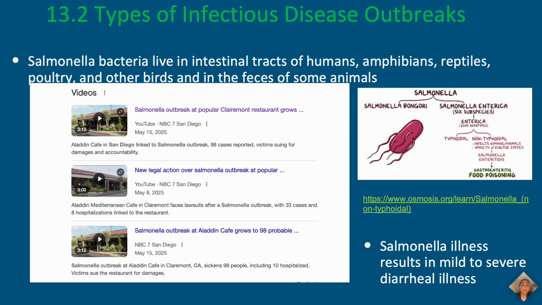Okay, so salmonella bacteria can be classified as typhoidal or non-typhoidal. It's estimated at 1.35 million illnesses and 420 deaths annually in the United States. It lives in the intestinal tracts of humans, amphibians, reptiles, poultry, and other birds, and in the feces of some animals. It's also found in foods like chicken, turkey, beef, pork, eggs, fruits, and vegetables. Salmonella results in mild to severe diarrheal illness, and most people recover within 7 days. And as you can see here, it definitely impacts the San Diego community. So it's important to be aware of how this is presenting and how to prevent it.